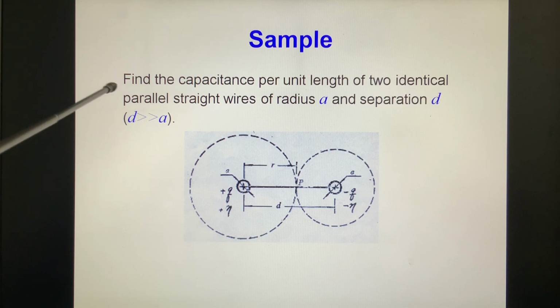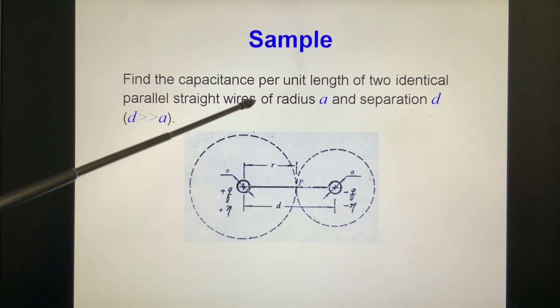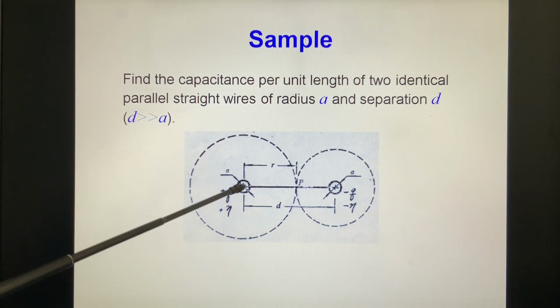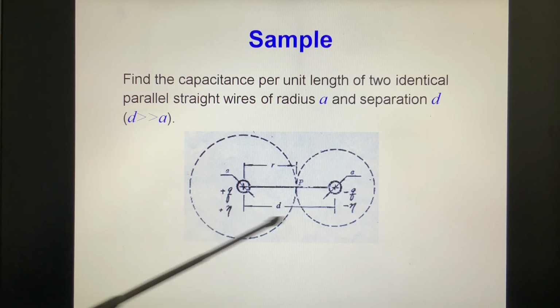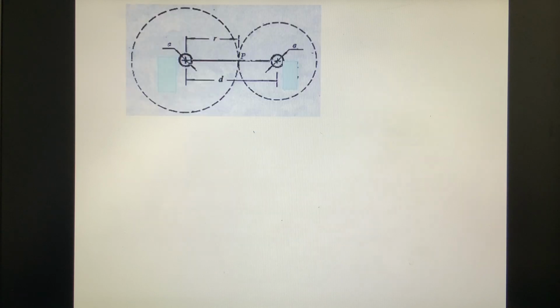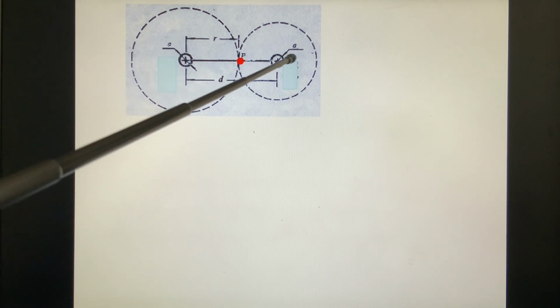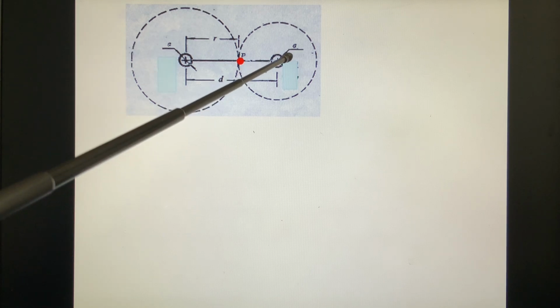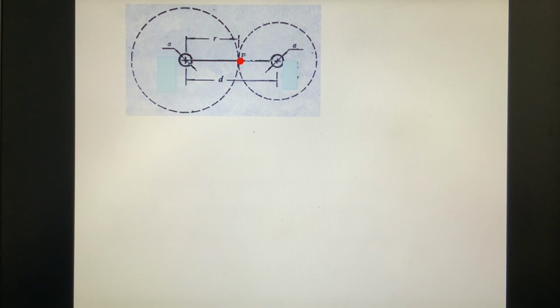Sample 1. Find the capacitance per unit length of two identical parallel straight wires of radius A and separation D. D is much larger than A. What we do, as we suggest, is first assume the charge Q on each pole, one positive Q, one minus Q, and then we try to find the E between them.